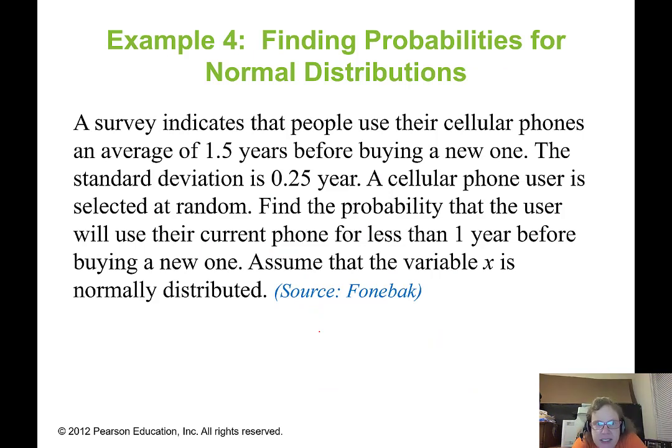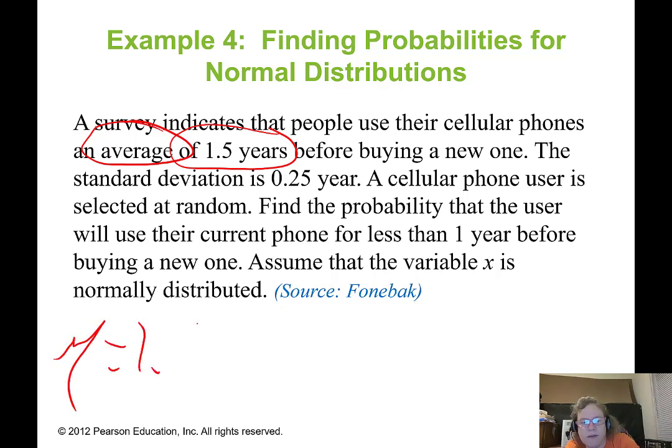All right, we're on slide 7 now, and we're looking at example 4. Example 4 says, a survey indicates that people use their cellular phones an average of 1.5 years before buying a new one. All right, so what do we know so far? Let's break down this problem. We've been told 1.5 years, and we've been told an average. So that sounds like either mu or x bar. And since I know that we're dealing with a problem here, basically using the normal distribution, I'm going to assume they want us to use mu equals 1.5.